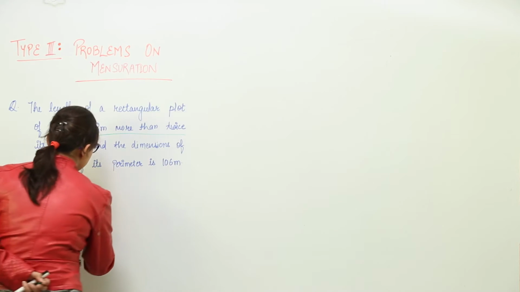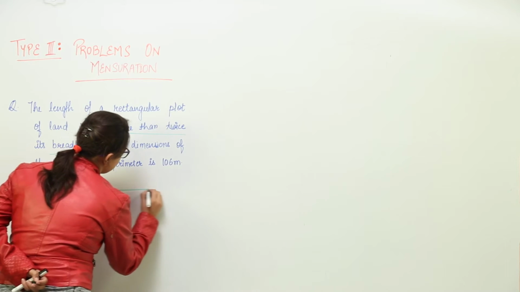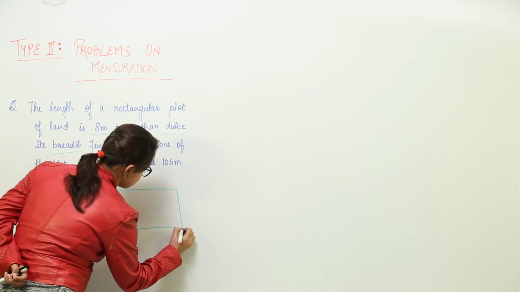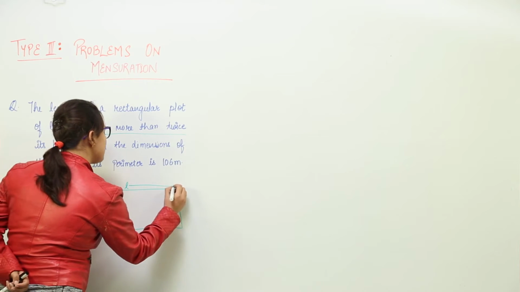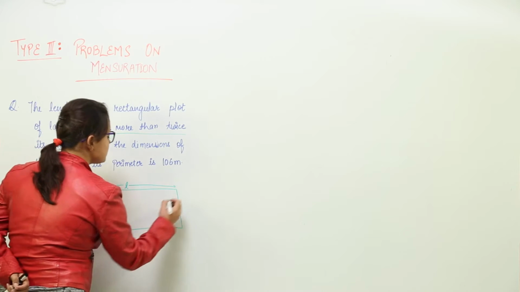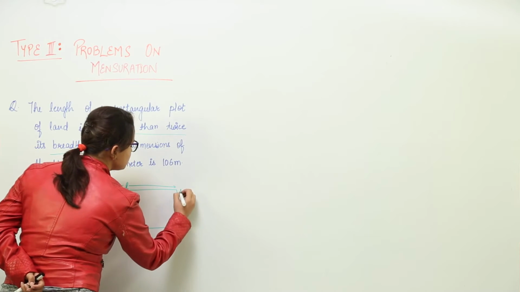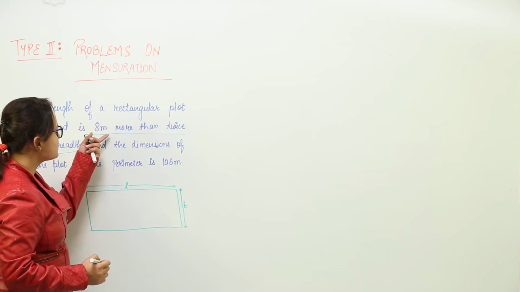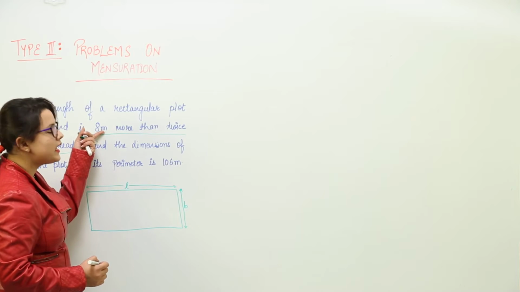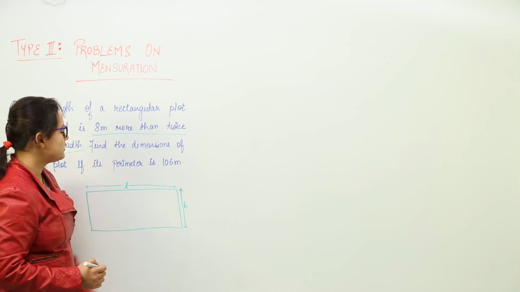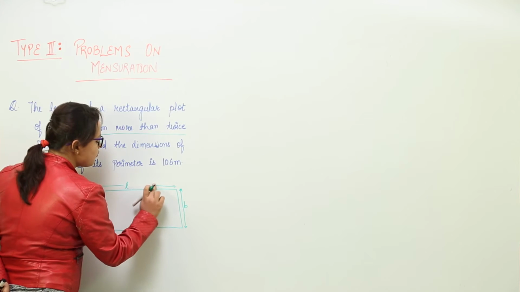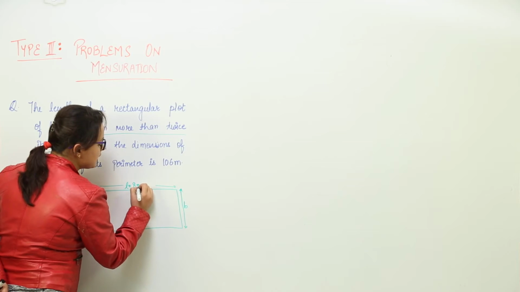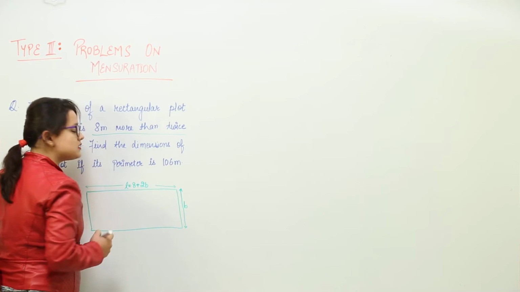The question is telling us that we have a rectangular plot somewhat like this. It has two dimensions, that is length and breadth. So length is represented with L and breadth is represented with B. Now what are they saying? They are telling us that the length is 8 meters more than twice its breadth. That means the value of L would be equal to 8 meters more than twice its breadth, isn't it?